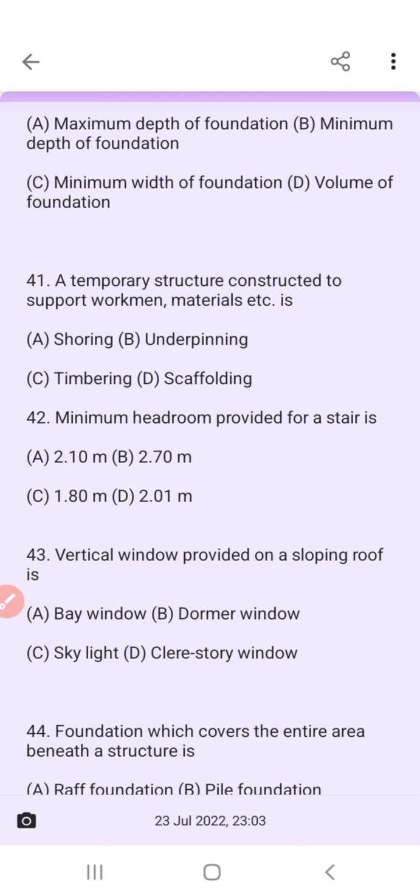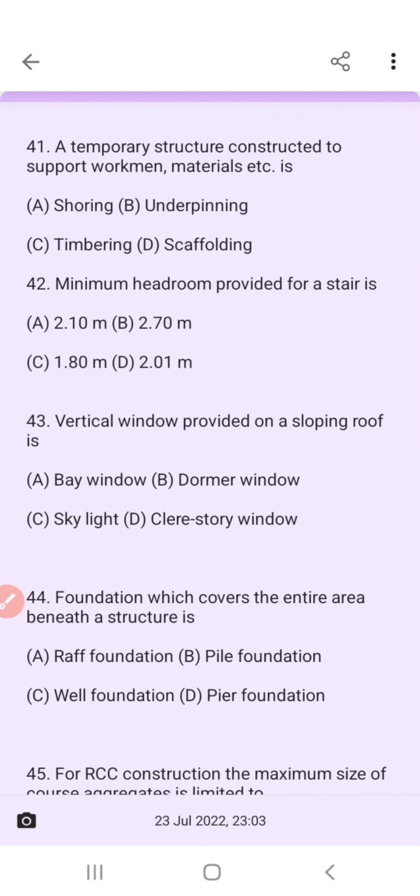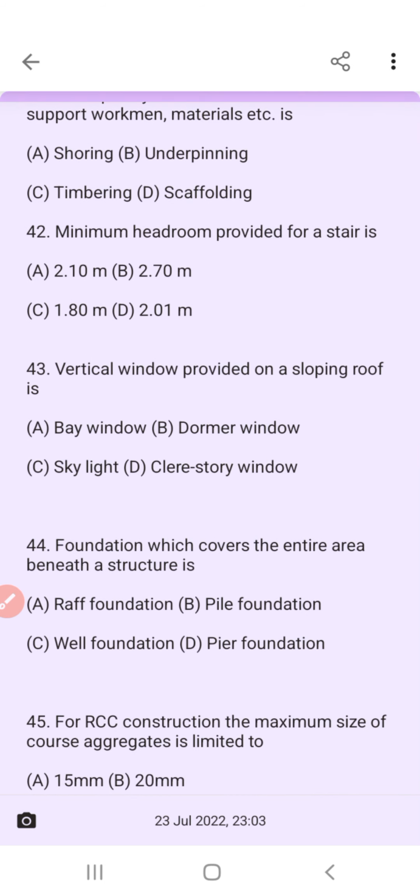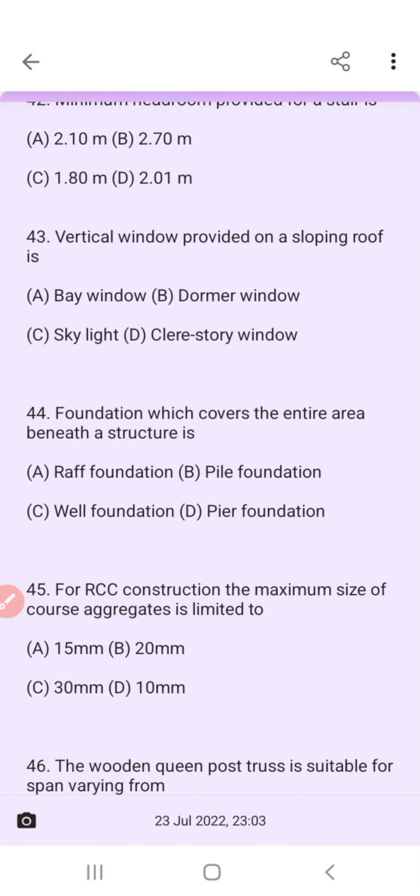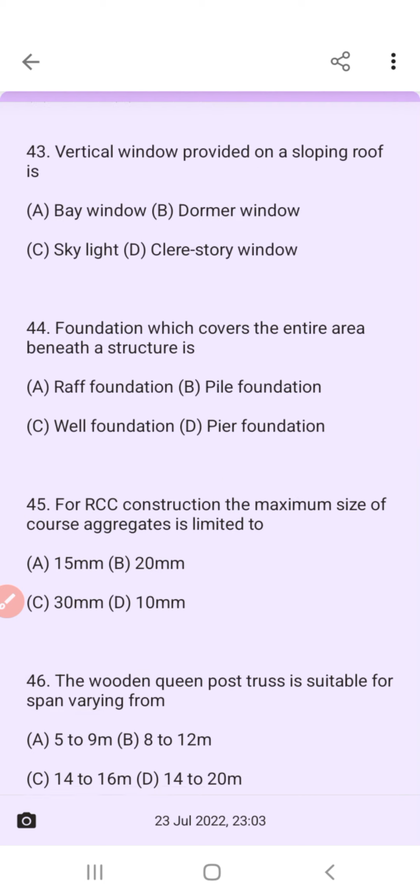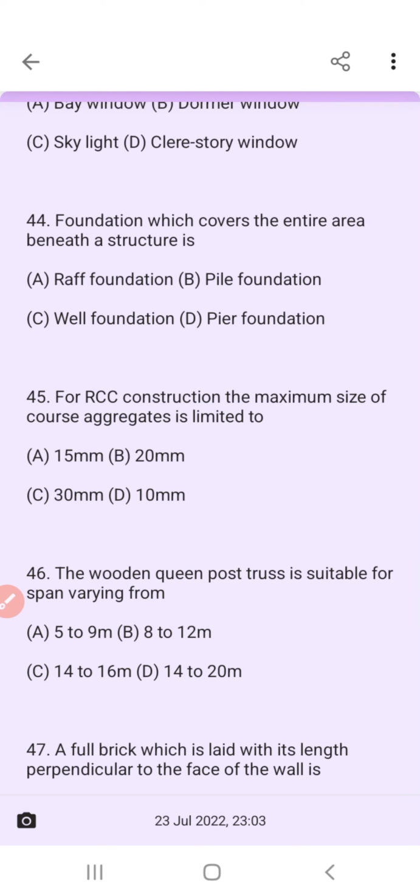Our next question is, vertical window provided on a sloping roof is known as bay window, dormer window, skylight, or storey window. Correct option is B, dormer window. Foundation which covers the entire area beneath a structure is known as raft foundation. For RCC construction, the maximum size of coarse aggregate is limited to A. 15 mm, B. 20 mm, C. 13 mm, or D. 10 mm. Correct option is B, 20 mm.